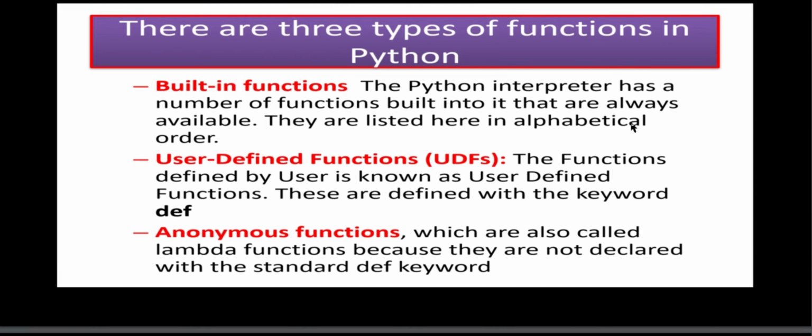And then the third one is anonymous functions, which are also called lambda functions because they are not declared with the standard def keyword.